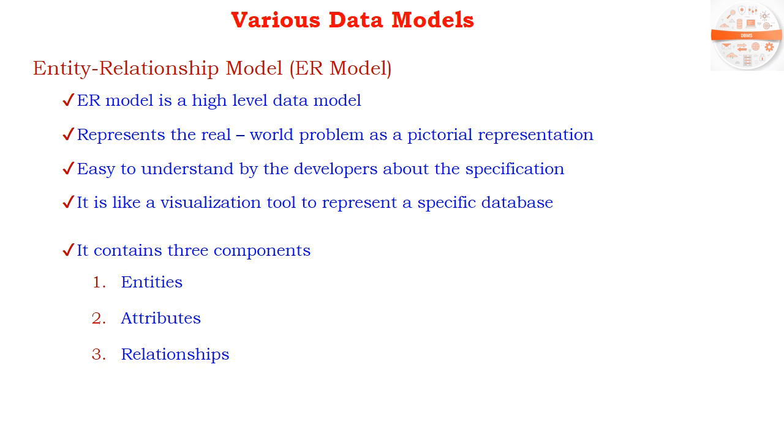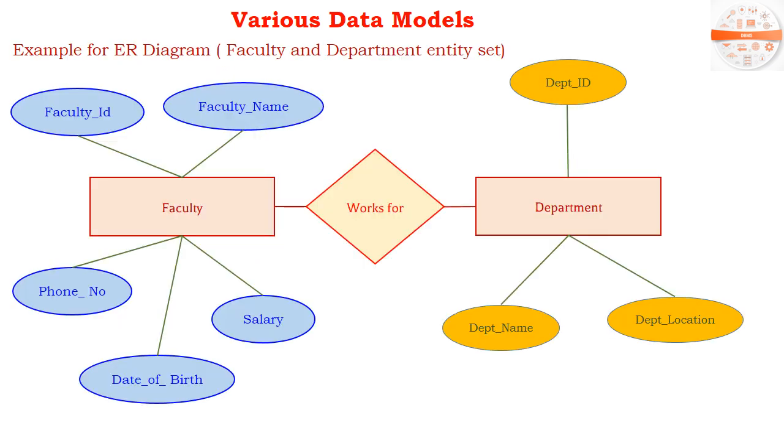We will discuss with one example. The entity is represented by a rectangle box. All the attributes associated with the entity are represented as ellipses, and the relationship between entities is represented as a diamond symbol. For example, faculty is an entity. The entity contains many attributes, for example, faculty ID, faculty name, phone number, date of birth, and salary. All these attributes are associated with the faculty entity.